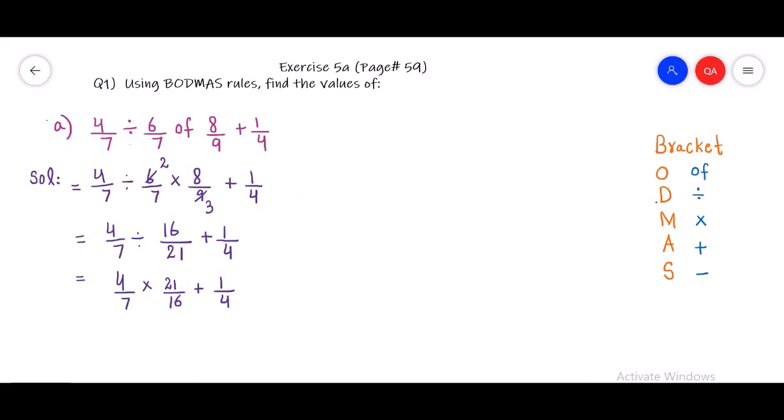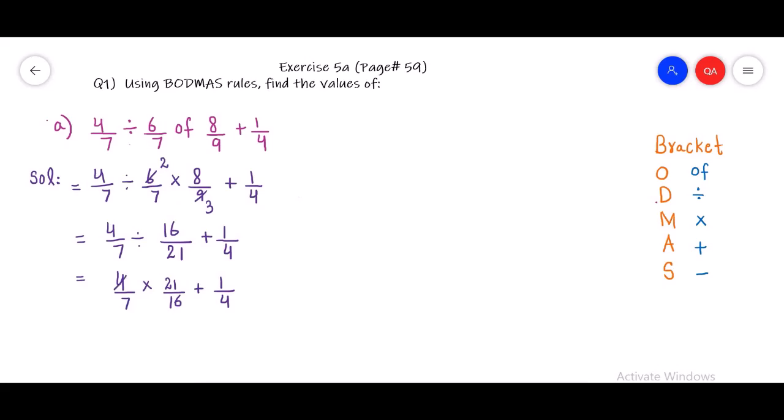Because when we convert division sign into multiplication in fractions, then first fraction we will write as it is and our second fraction will be flipped and division sign will be converted into multiplication sign. Okay, now which comes first, multiplication or addition in BODMAS rule? Yes, multiplication. So first we will perform multiplication and then addition.